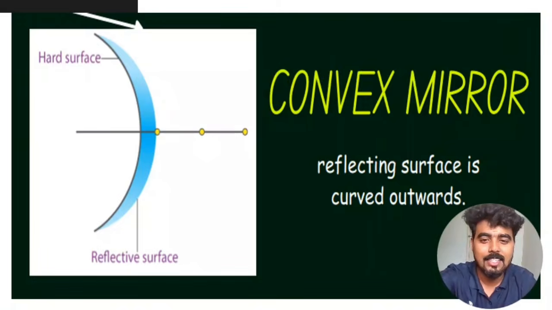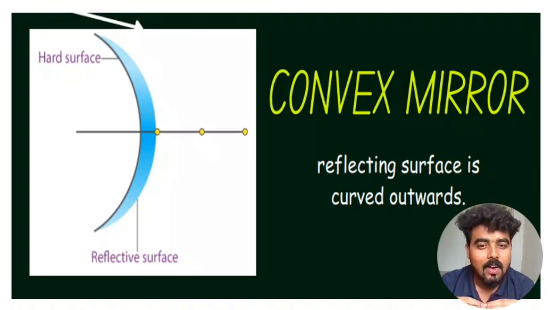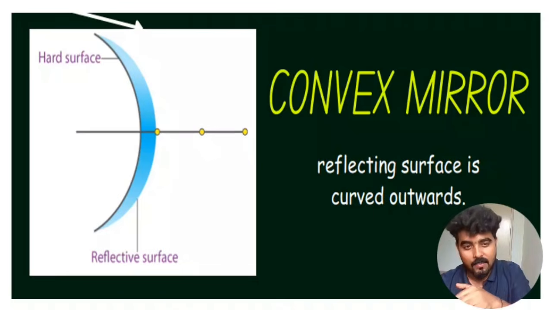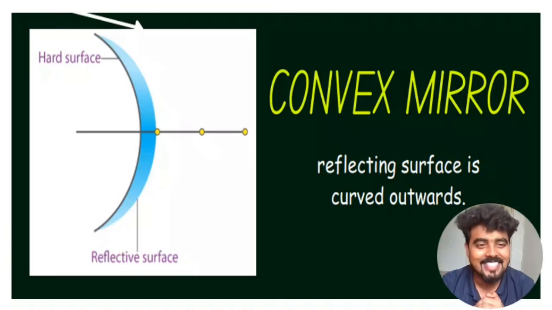The next one is convex mirror. In a convex mirror, the reflecting surface is curved outwards, facing away from the center of the sphere. Here the inner curved surface is silver polished and non-reflecting. To be simple, concave mirror is curved inwards. When we go for convex mirror, it is curved outwards. I think you are able to understand, right?